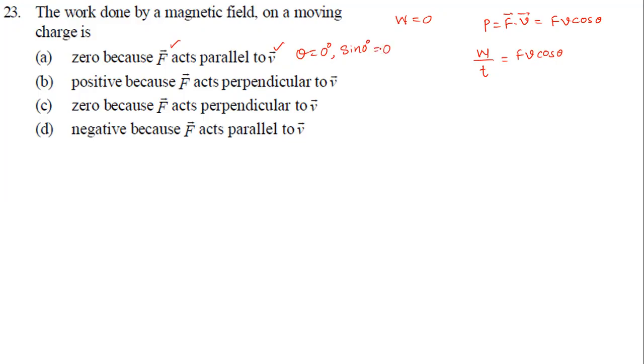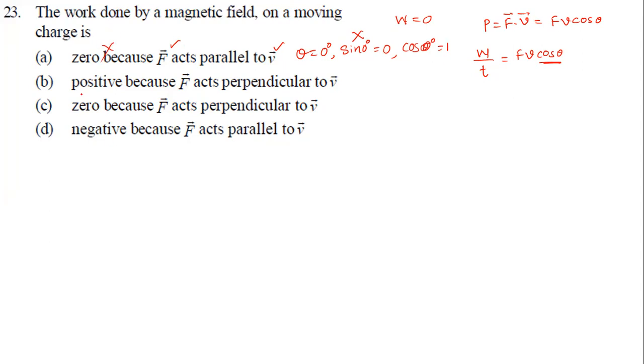As sine 0 becomes 0, will it become 0? No, because we have cos theta here. So I need to go for cos theta, with no need of discussing sin theta. Cos 0 degrees becomes 1. So is work done 0? No. So this is the wrong answer. Work done never becomes 0.